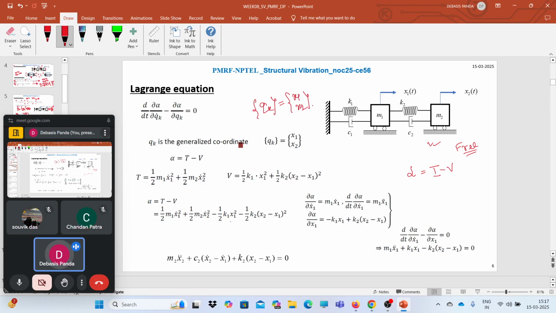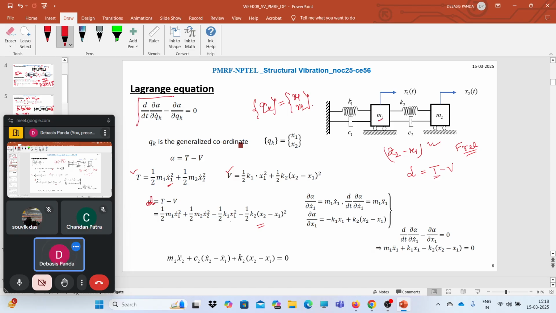Now we need to find the value of the kinetic energy. T is nothing but half m1 x1 dot square, the velocity square corresponding to the first degree of freedom, plus half m2 x2 dot square. The corresponding potential energy will be half k1 x1 square plus half k2 times the relative displacement between these two, which is x2 minus x1, squared. So now we can easily formulate the Lagrangian function L, that looks like this.